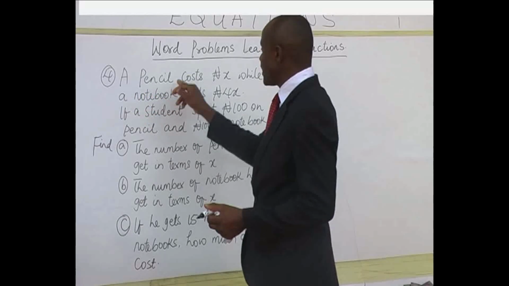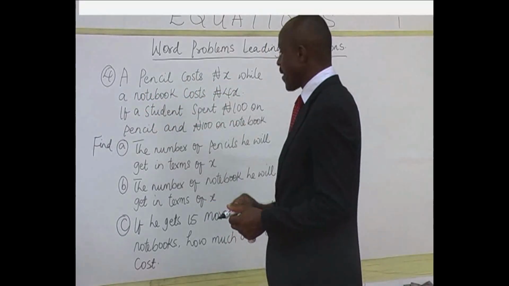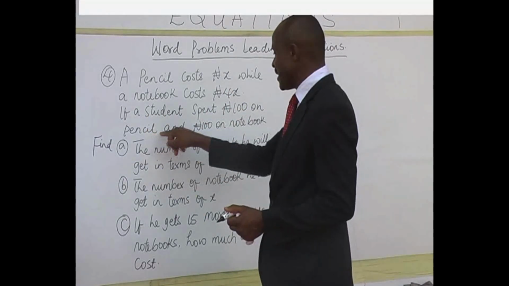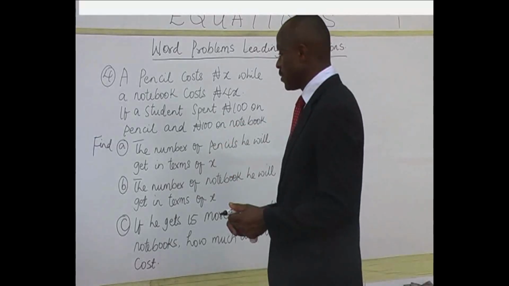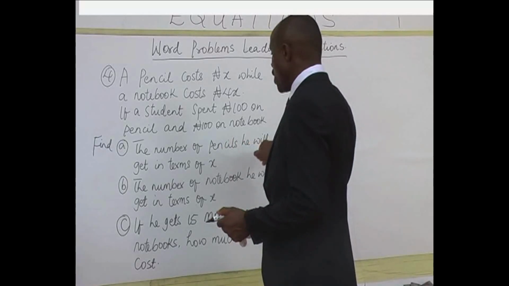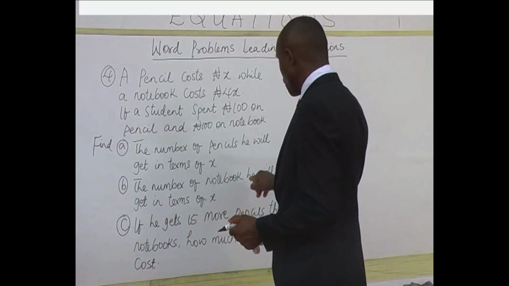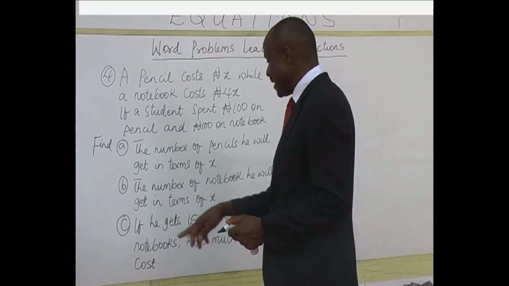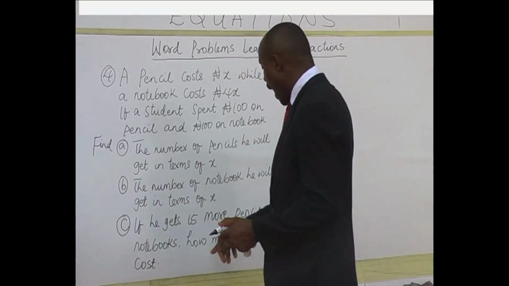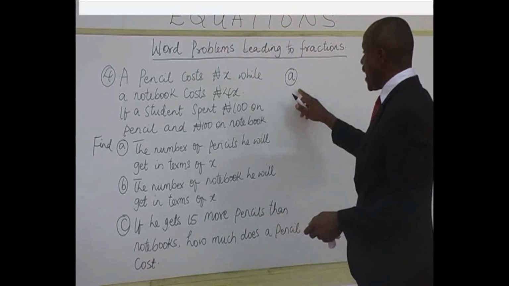We have that a pencil costs X naira while a notebook costs 4X naira. If a student spent 100 naira on pencil and 100 naira on notebook, we are asked to find: A, the number of pencils he will get in terms of X. B, the number of notebooks he will get in terms of X. C, if he gets 15 more pencils than notebooks, how much does a pencil cost? Question number A.